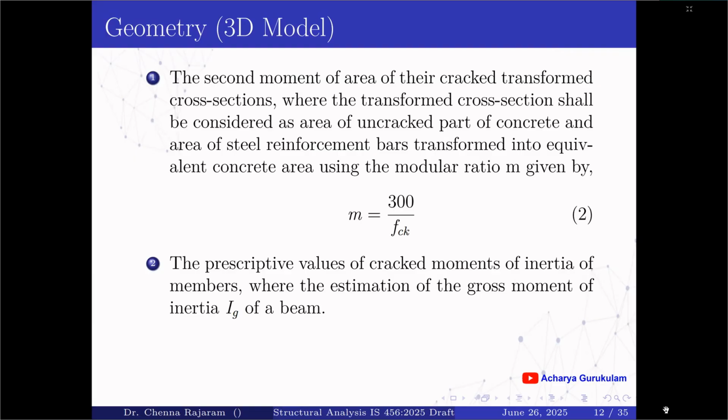The estimation of gross moment of inertia Ig of a beam shall consider the effects of both the beam and a part of the slab, that is equal to the effective flange width, when slabs are not modeled explicitly. Second, only the beam when slabs are modeled explicitly and when the load combinations considered include earthquake loads.